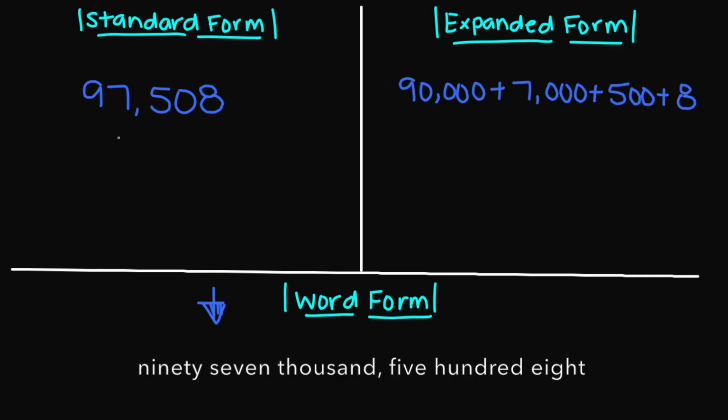And remember, if you need help with your expanded form, you're going to do 90,000. You have 7,000 here, and then you have 500, and then you have your 8 here. And remember, this is my expanded form, which is what I wrote here.